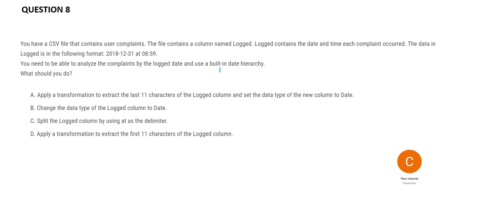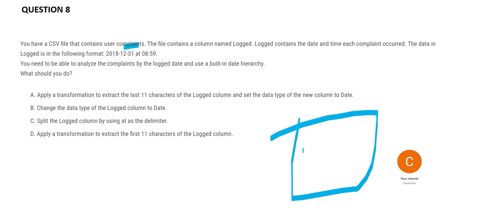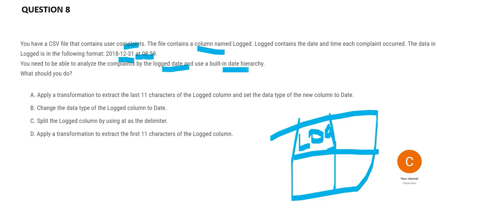Now this is our next question. You have a CSV file that contains user complaints. The file contains a column called logged. This column contains the date, the time, and also the keyword "at". The question is saying you should only analyze complaints by log date only and use the built-in date hierarchy. So we don't want time. Right now we have time also, and this time piece we don't want.